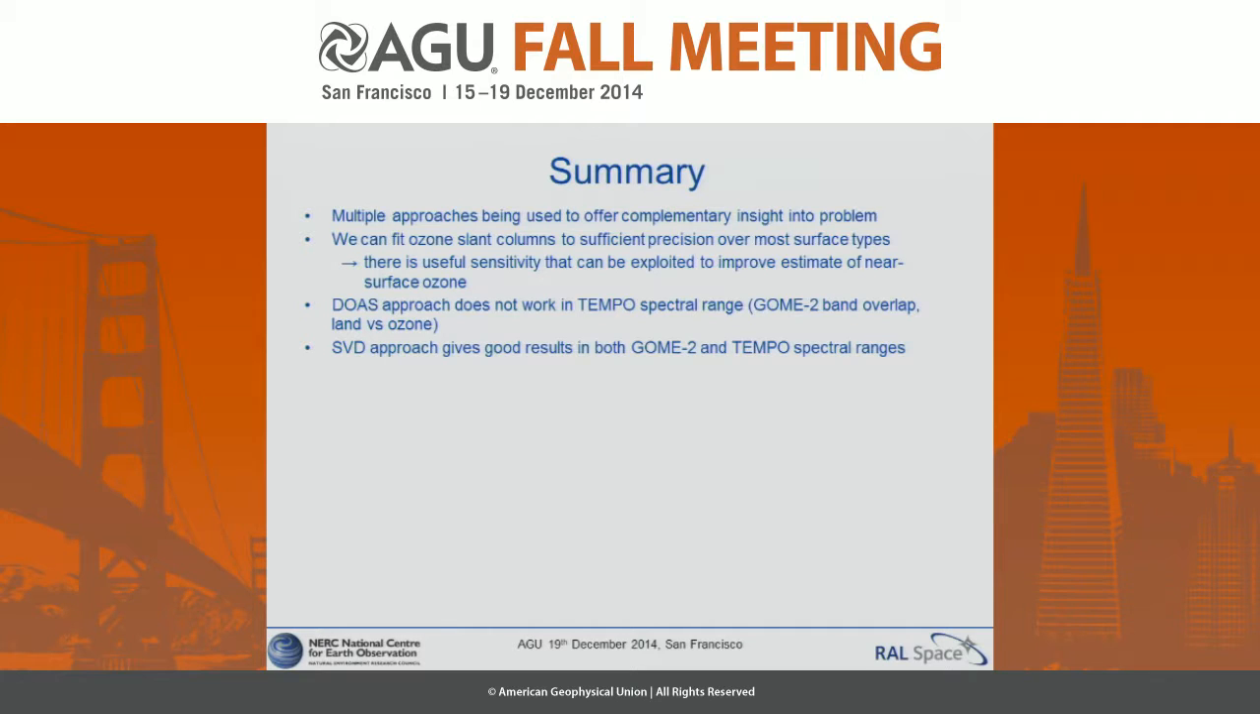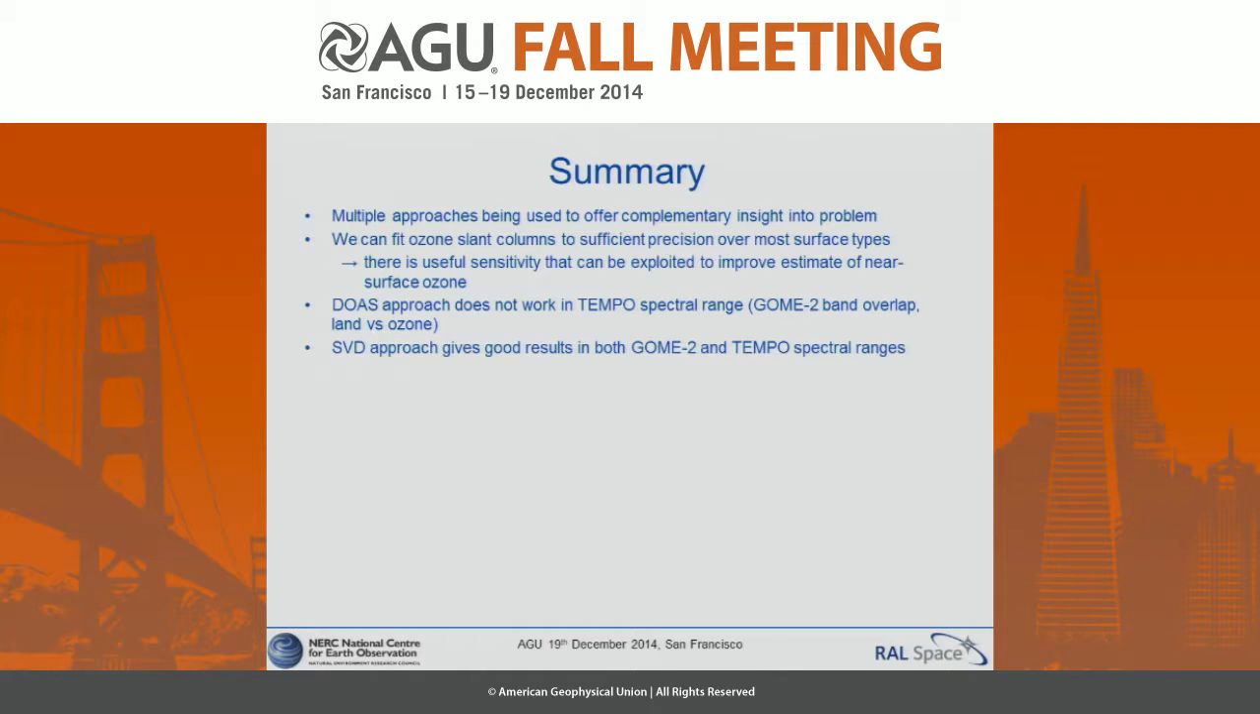So just to recap, we've used multiple approaches to really get at this very difficult problem, to try and get complementary insight into this. It does look like, actually, for the most cases, we can fit the slant columns in the Chappuis to a sufficient precision where we're going to be retaining information about near-surface ozone, which we can then combine with the UV profiles in an optimal way.